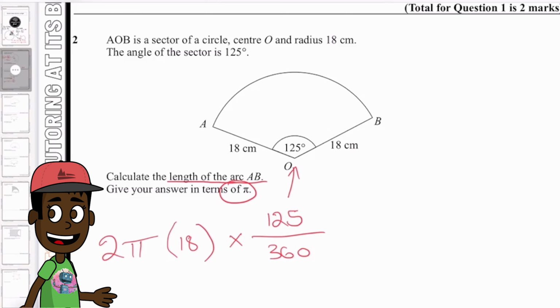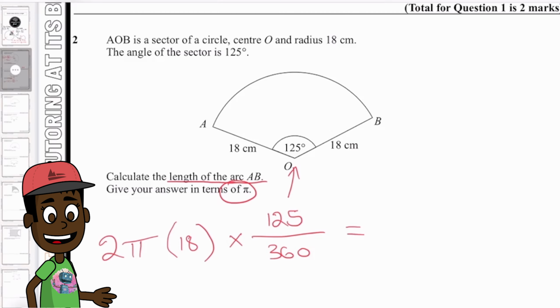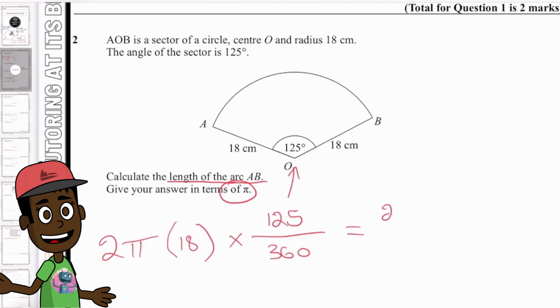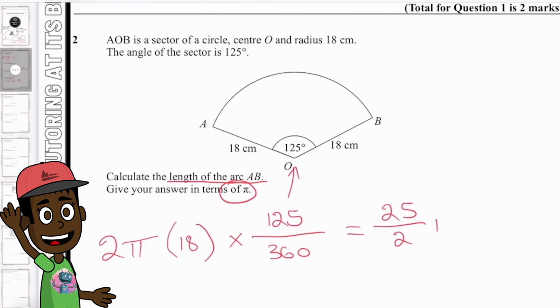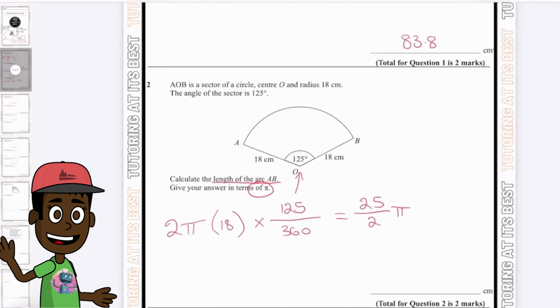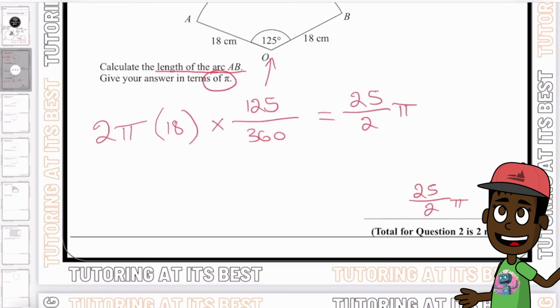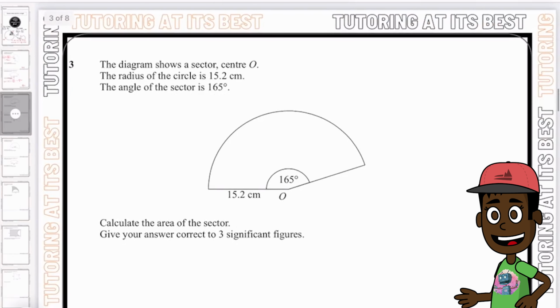So now again, if we put this in the calculator, without pressing the SD button, we would be returned with 25 over 2 pi, and that is our answer. There we are, 25 over 2 pi. Marvelous.